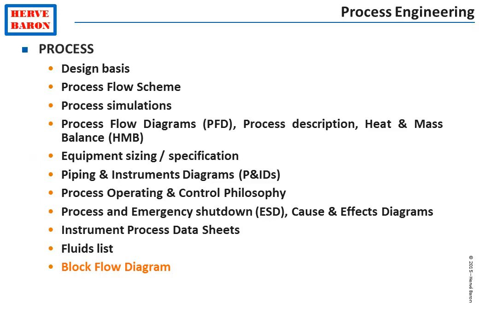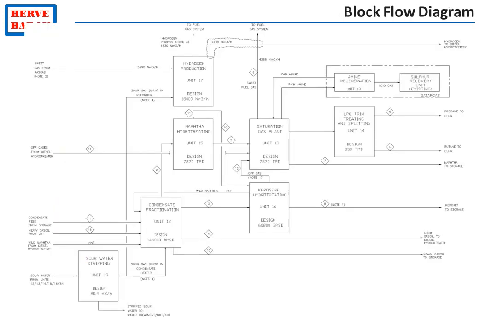A large plant contains several process units. The block flow diagram shows the interconnections between these process units. Process engineering work is usually split by unit. Therefore, the documents we have seen are issued by unit.